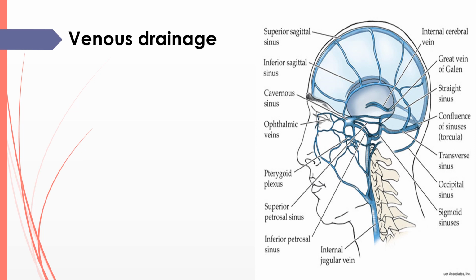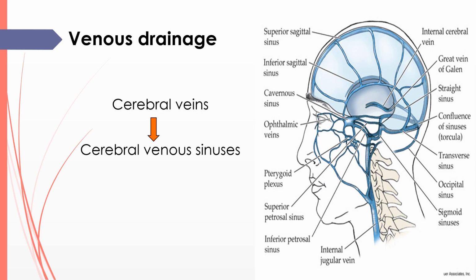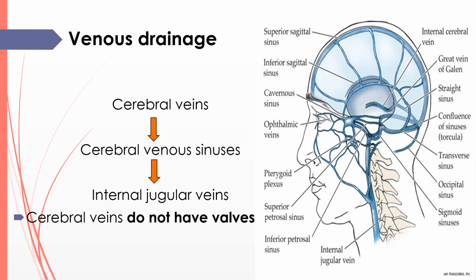So coming to the venous drainage, the cerebral veins come into the cerebral venous sinuses. There are different sinuses. Here you can see the sagittal sinuses, straight sinuses, cavernous sinuses, and sigmoid sinuses. Finally, all the sinuses get into the sigmoid sinuses, and from there it reaches the internal jugular veins. The cerebral veins don't have any walls.